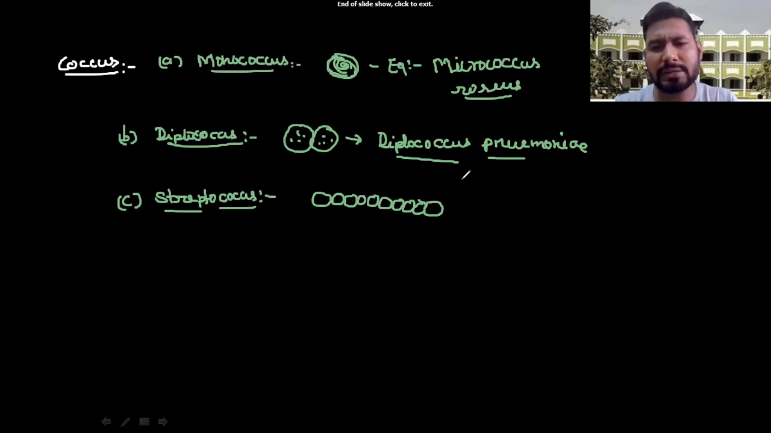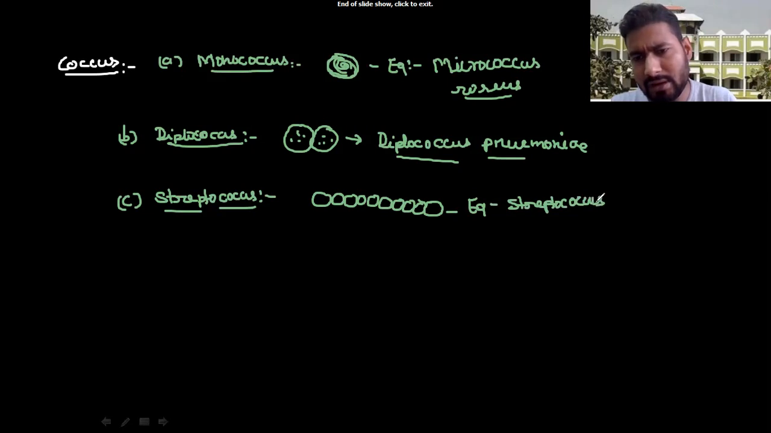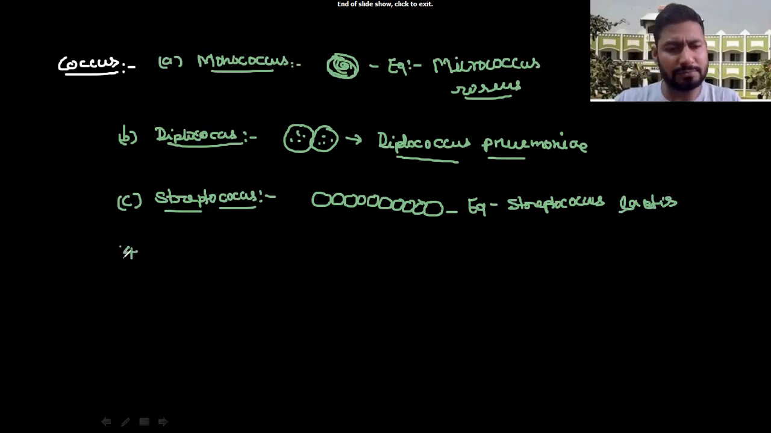And the example is very important. So now we are going to discuss the example. The example is Streptococcus lactis. I'm writing it here, you can see, Streptococcus lactis. Okay. Then the fourth one, after monococcus, diplococcus, streptococcus, is staphylococcus.